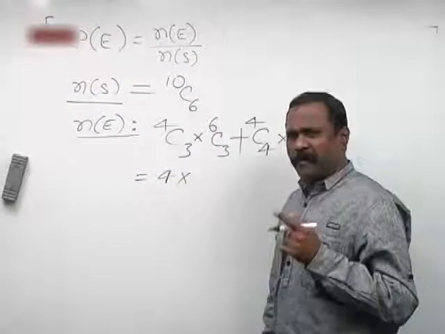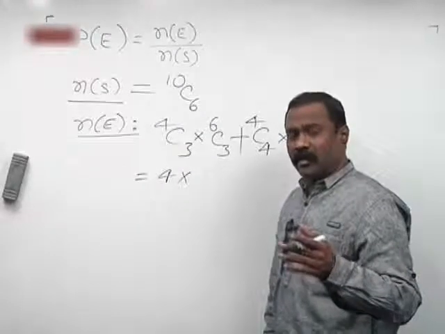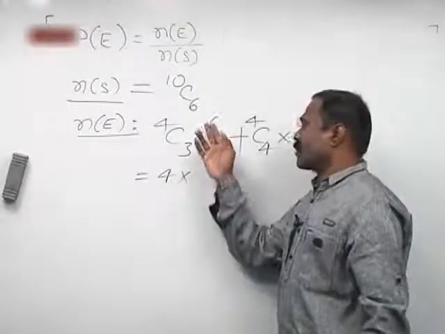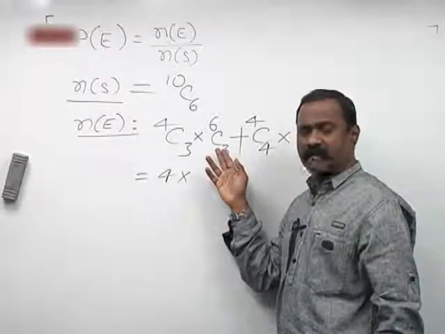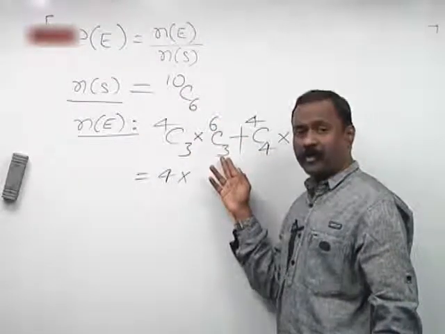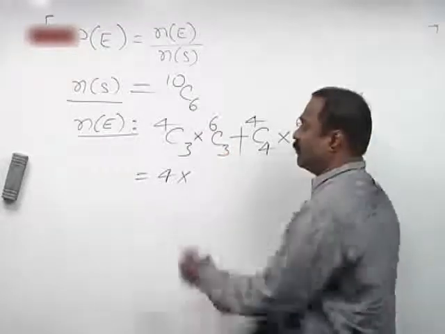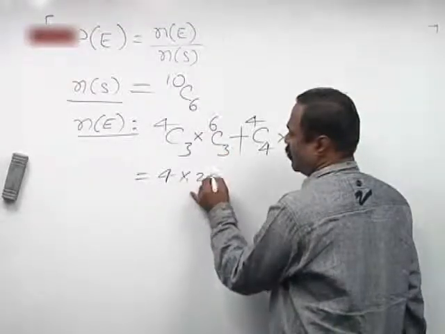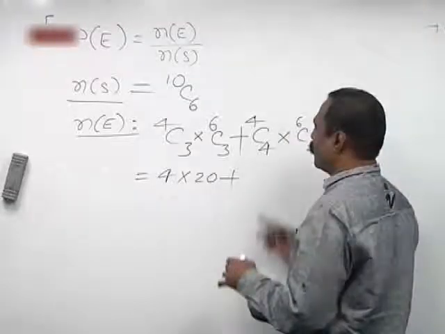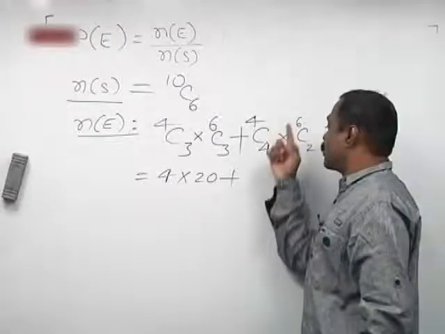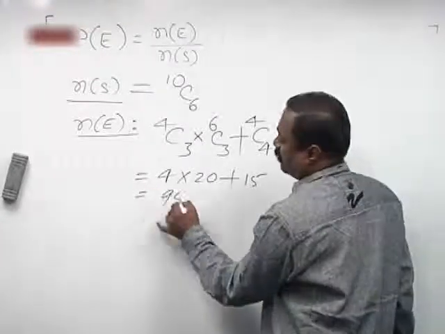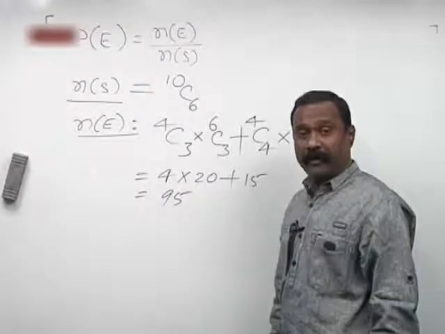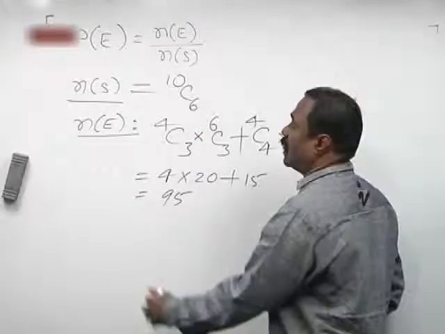As I've explained to you yesterday, don't write the factorial, but write the short form of it. 6 into, write 3 factors starting from 6, consecutive factors starting from 6. 6 into 5 into 4 upon 3 into 2, 6 getting cancelled. 5 into 4, it is nothing but 20. Plus 4C4 is 1, 6C2 is nothing but 6 into 5 upon 2, it is 15. So 80 plus 15, it is nothing but 95.